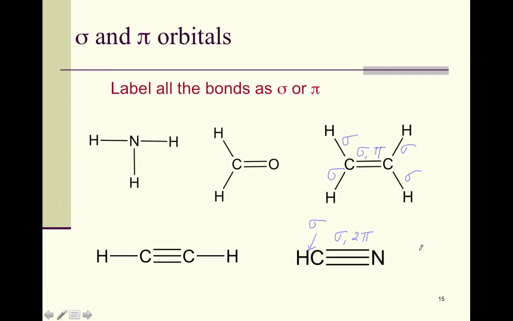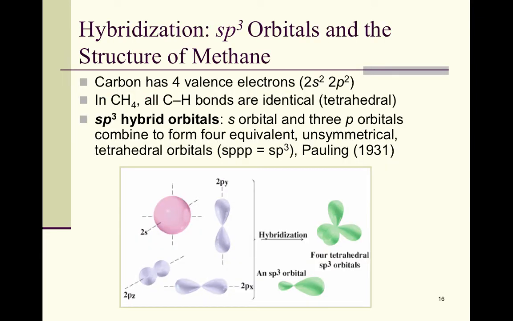How'd you do? All right, so explaining the hybridization in a little more detail here. Hybridization: sp3 orbitals and the structure of methane. Carbon has 4 valence electrons. In fact, if you did the electron configuration and you only looked at the valence, you'd have a 2s2, 2p2. That's from the electron configuration. The valence are only the ones involved in bonding. That's why I didn't put the full electron configuration here.